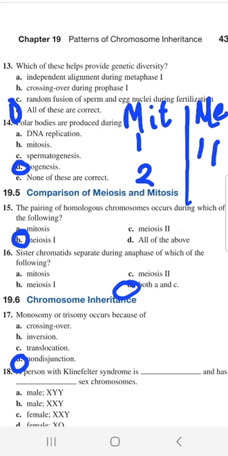Question number 18. A person with Klinefelter syndrome is what? So this is the name of a syndrome, and it affects males because there's a Y chromosome. So they are males. And what do they have? I think they have XXY. No, I don't think they have YY. I think they have XXY.